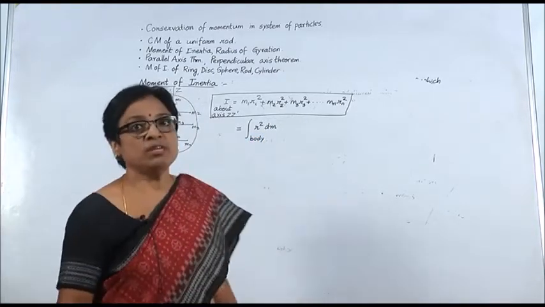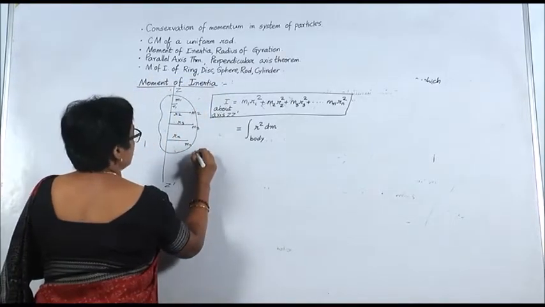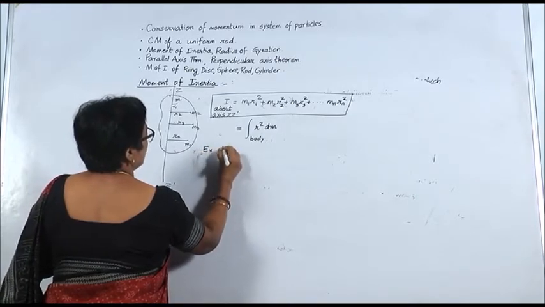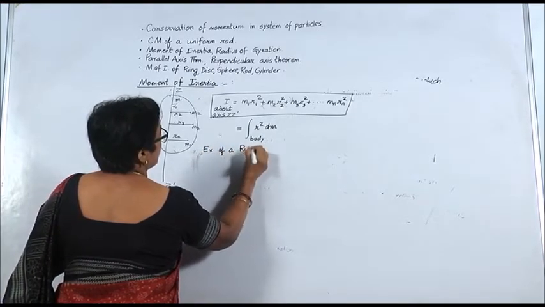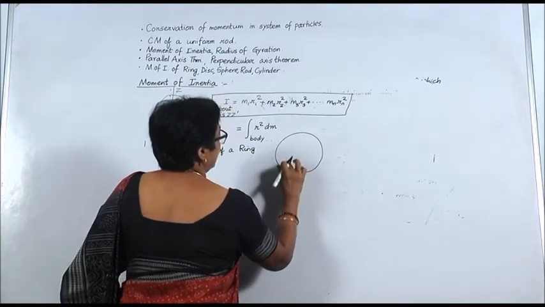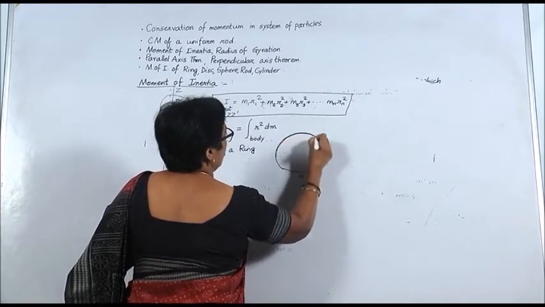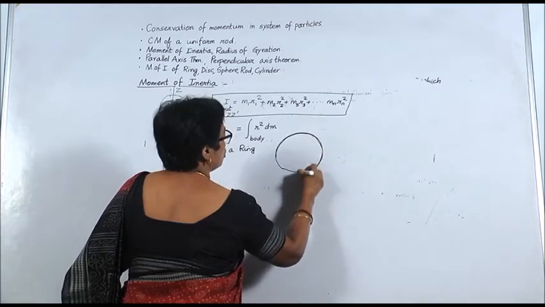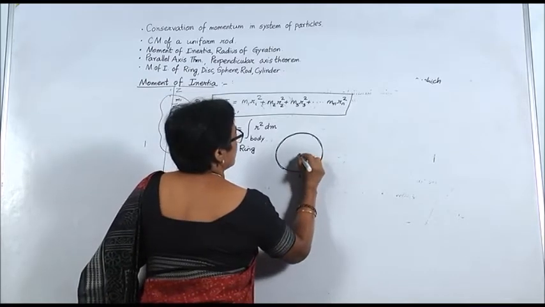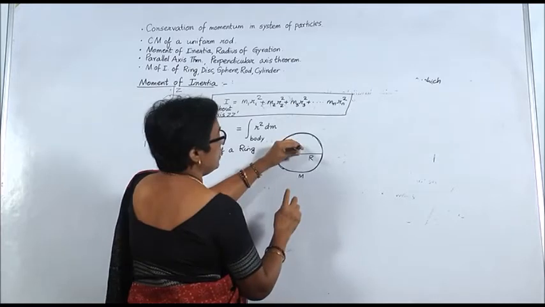So, you must integrate it over the entire mass. Then another definition is radius of gyration. For example, let me take the case of a ring. Let us say this ring has a mass m, it has no mass inside, only on the rim. The entire mass is distributed on its rim, and let us say its mass is m, the radius is r, and the axis of rotation is perpendicular to this.